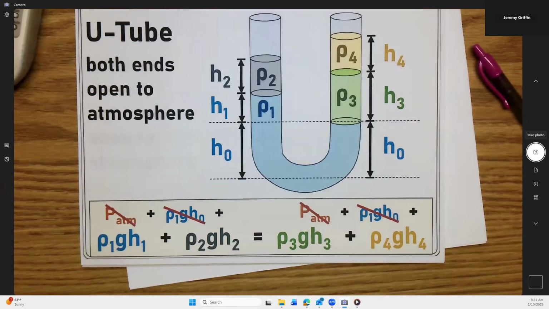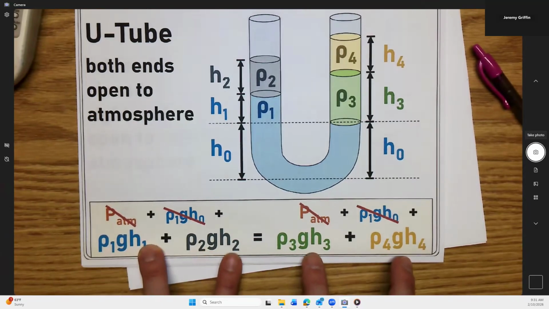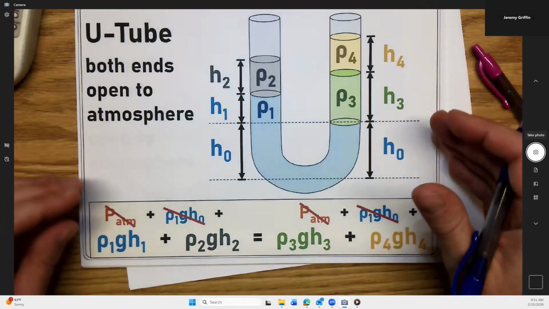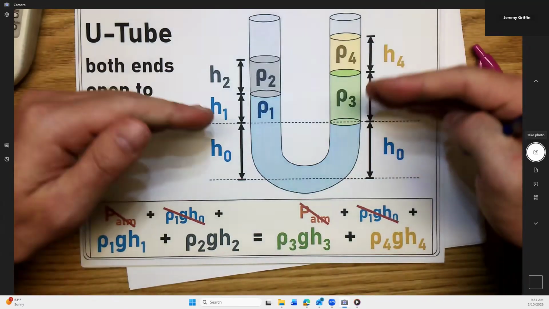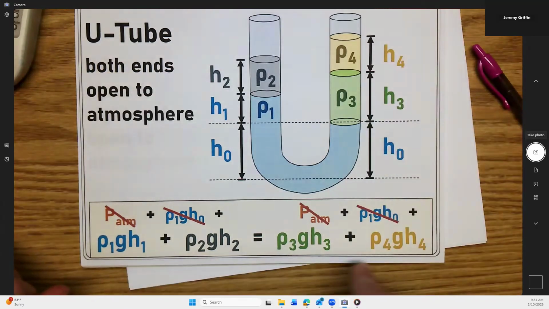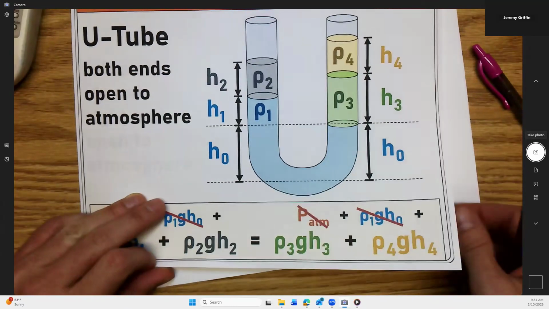Again, each of these fluids can have their own individual density. That's why I have different subscripts on these rhos. There's some individual height of each of those. Notice they're all the same gravity field though. So guys, if I took this U-tube with these exact fluids in it to Mars, would they settle at exactly the same locations? Yeah, they sure would, because the strength of the gravity field doesn't matter. Are you guys good there?